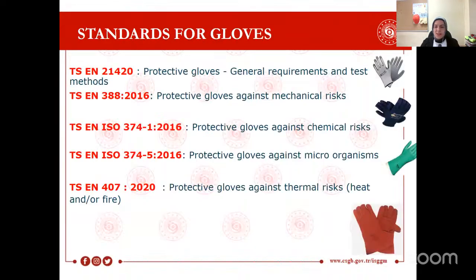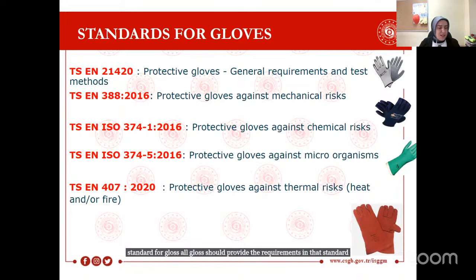Here are the standards for gloves. Generally, for every risk type, there is a European standard. EN 420, protective gloves, is the general standard for gloves. All gloves should provide the requirements in that standard. And EN 388 is for protective gloves against mechanical risks.